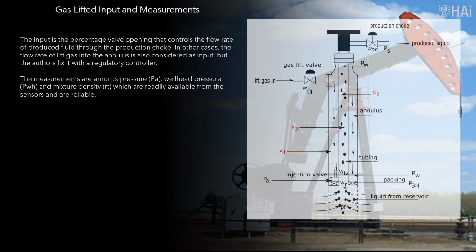The input is the percentage valve opening that controls the flow rate of produced fluid through the production choke. In other cases, the flow rate of lift gas into the annulus is also considered as input, but here the authors fix it with a regulatory controller. The measurements are annulus pressure, Pa, wellhead pressure, PWH, and mixture density, RT, which are readily available from the sensors and are reliable.